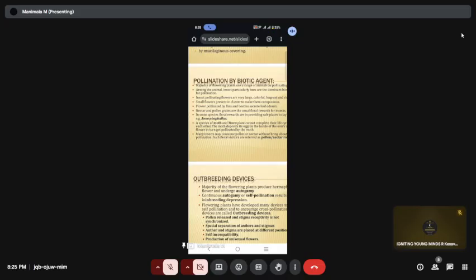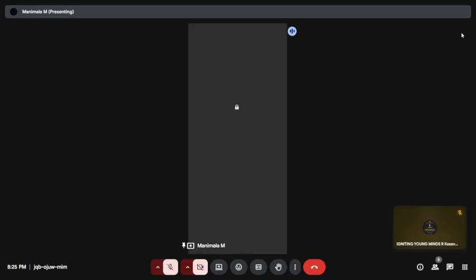pollen grains. Okay? So how does the contact between the insect and the flower happen? The animals generally come in contact with the flower to collect the nectar. Then the body of the animal gets coated with the pollen grains and it sits over the stigma. The pollen grains stick to the body of the animals, generally sticky in animal-pollinated flowers.